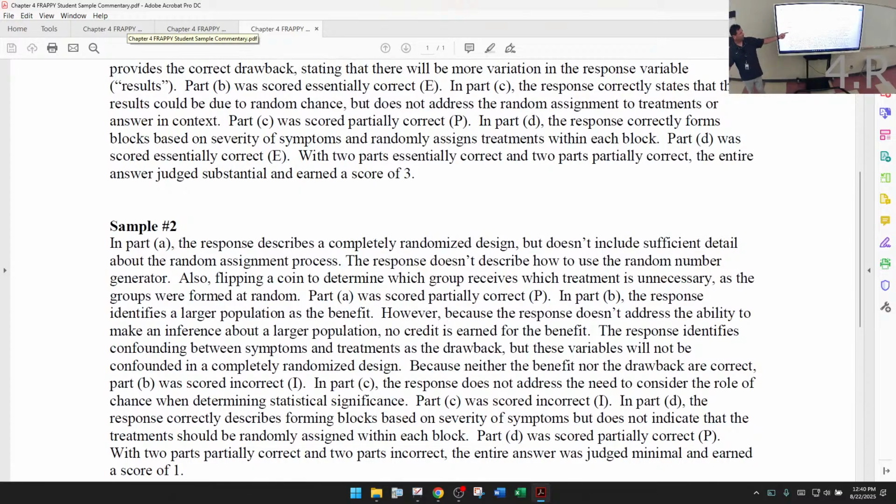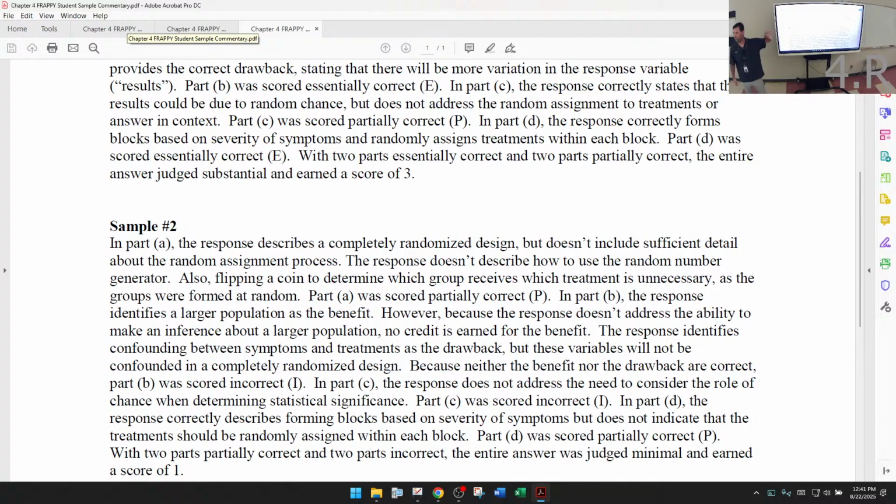The response describes a completely randomized design, but doesn't include sufficient detail about the random assignment process. Again, same type of issue they're missing out on. It doesn't describe how to use the random number generator. Also, flipping a coin to determine which group receives what is really unnecessary, as the groups were formed at random. There's really no need to flip a coin to see which one gets which. You give one group one and one group the other. It doesn't matter. You don't have to randomize that part of it.